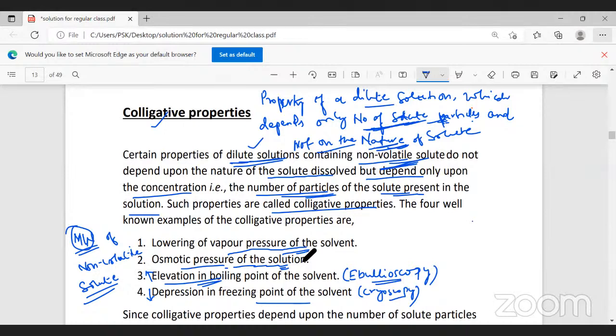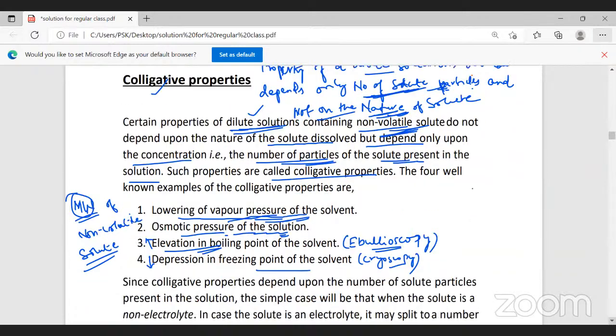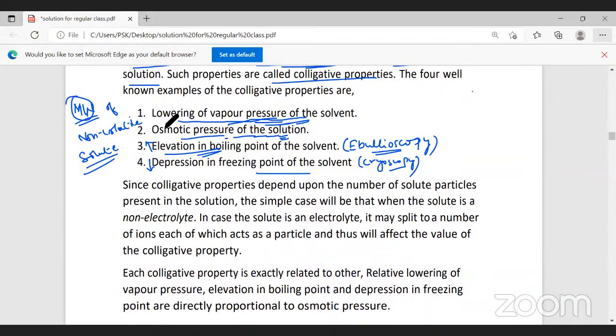Now, we have osmotic pressure of the solution, and the first one we're going to learn is lowering of vapor pressure of the solvent. I will give you the mathematical representation in a few minutes' time. I hope you understood what colligative properties are and how many types there are. 4 types. One is relative lowering of vapor pressure. Next is osmotic pressure. Third is elevation in boiling point. And the 4th is depression in freezing point. Elevation in boiling point is called ebulliscopy. Depression in freezing point is called cryoscopy.